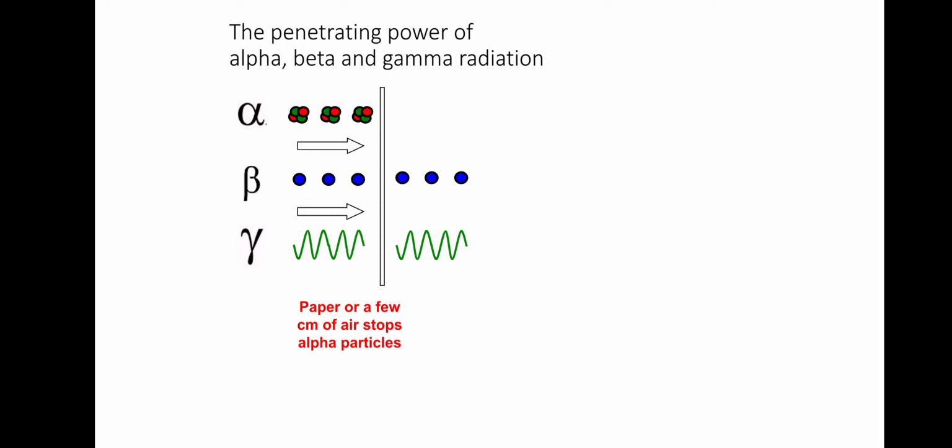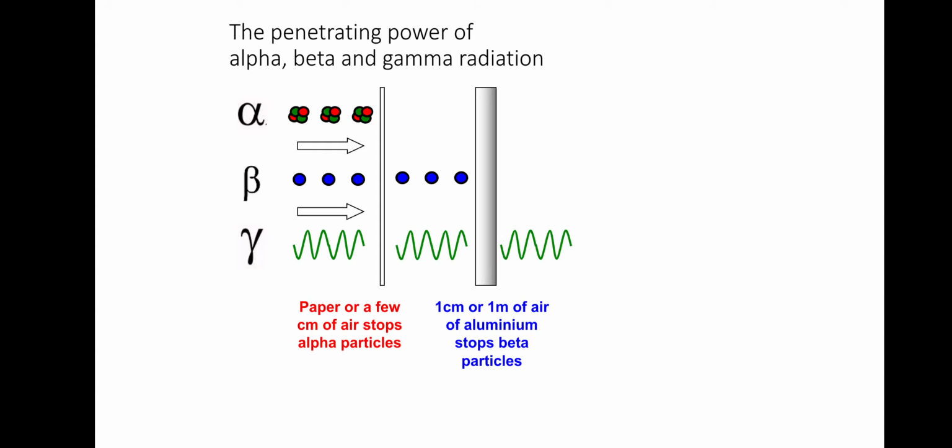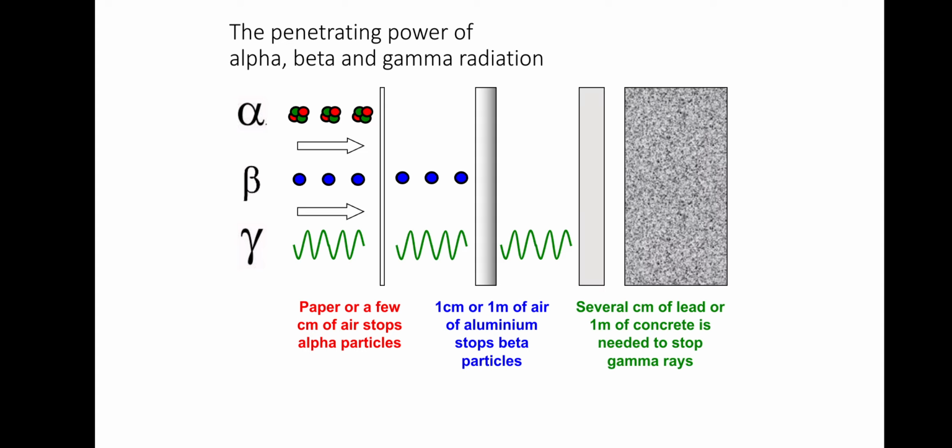So what about the penetrating power of alpha, beta, and gamma? So paper or a few centimeters of air is enough to stop alpha particles. Then you might need a meter of air, or up to a centimeter of aluminium, a few millimeters though will also work to stop beta particles. And several centimeters of lead or up to a meter of concrete will be required to stop gamma rays. Remember to pause to take any notes.